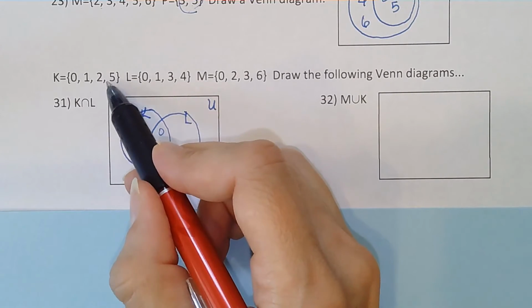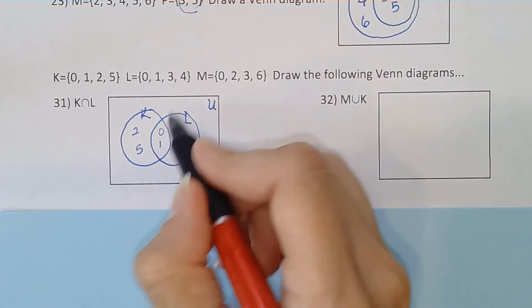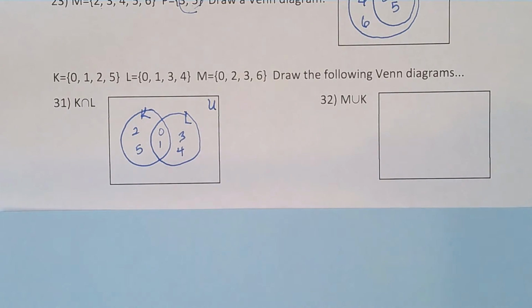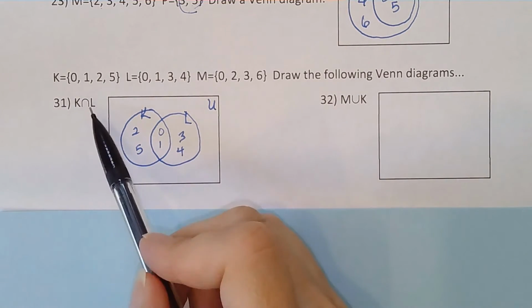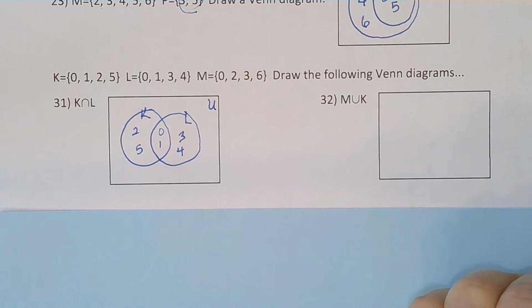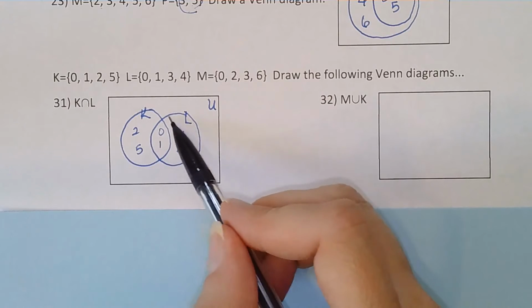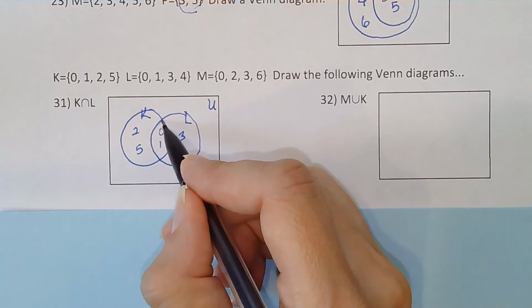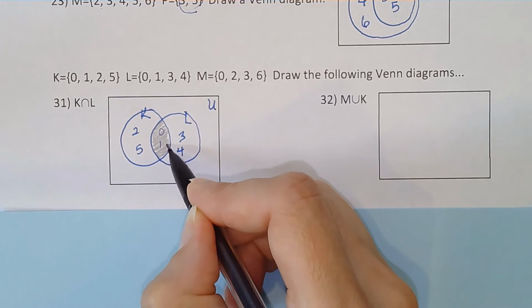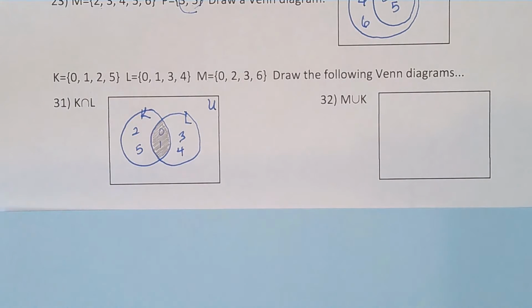And then K also has 2 and 5. And L also has 3 and 4. And then I have to look at the shading, right? Because we're looking at the intersection here. So the intersection means, what do they have in common, right? And what K and L have in common is they have the elements 0 and 1 in common. So we're going to shade this area right here in the middle. So that's what that Venn diagram should look like.